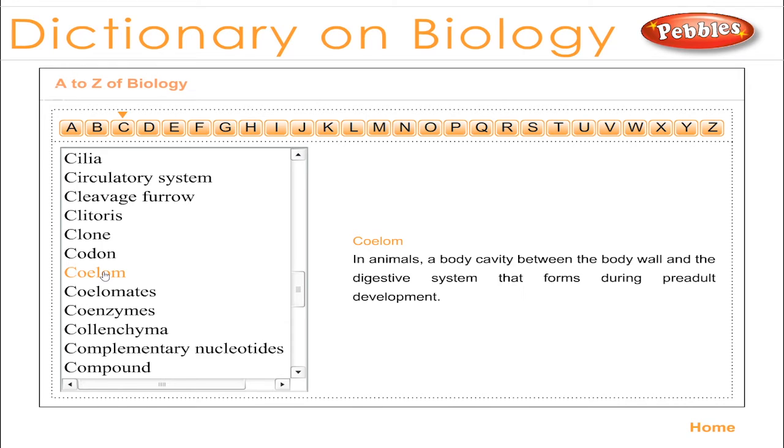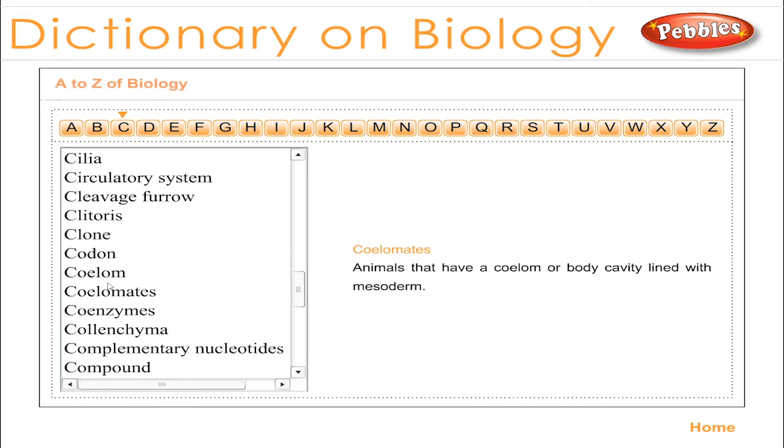Coelom, in animals, a body cavity between the body wall and the digestive system that forms during pre-adult development. Coelomates, animals that have a coelom or body cavity lined with mesoderm. Coenzymes, chemicals required by a number of enzymes for proper functioning, also known as enzyme cofactors.